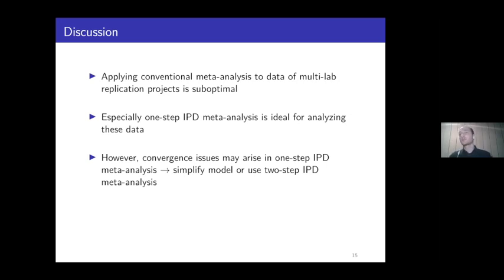A better approach is to use this one-step IPD meta-analysis approach, because there we make use of the participant data. But there's also a drawback here, and that's that you may encounter convergence issues that might be difficult to solve. If you encounter convergence issues, then possible solutions are, first of all, to simplify the model, if that's possible. And if that's not possible, then as a last resort, you could go for a two-step IPD meta-analysis approach.